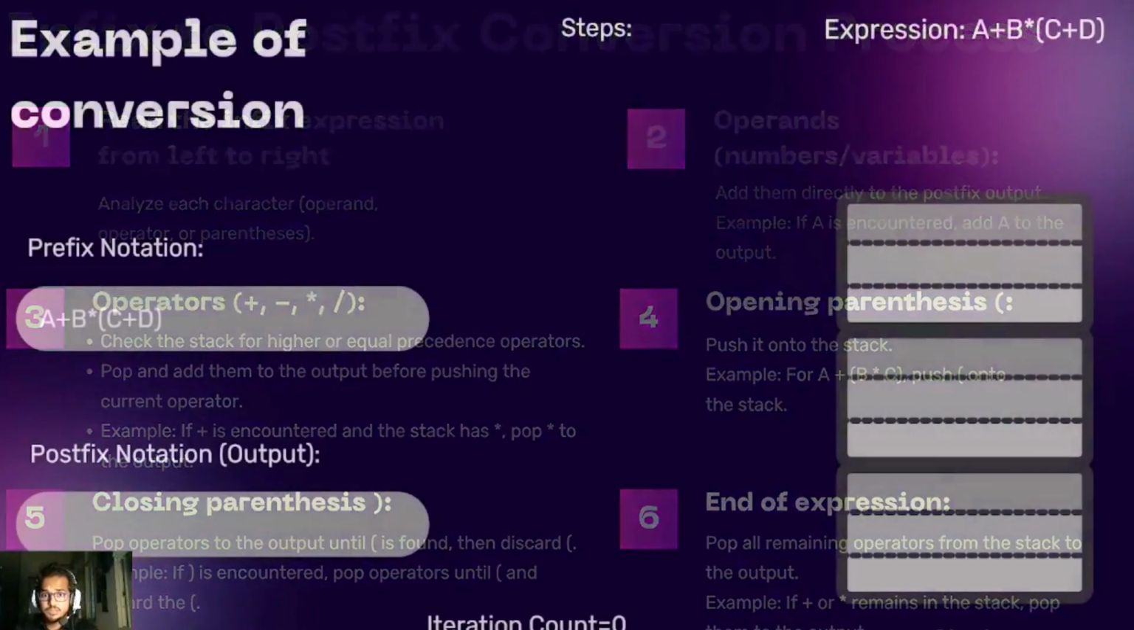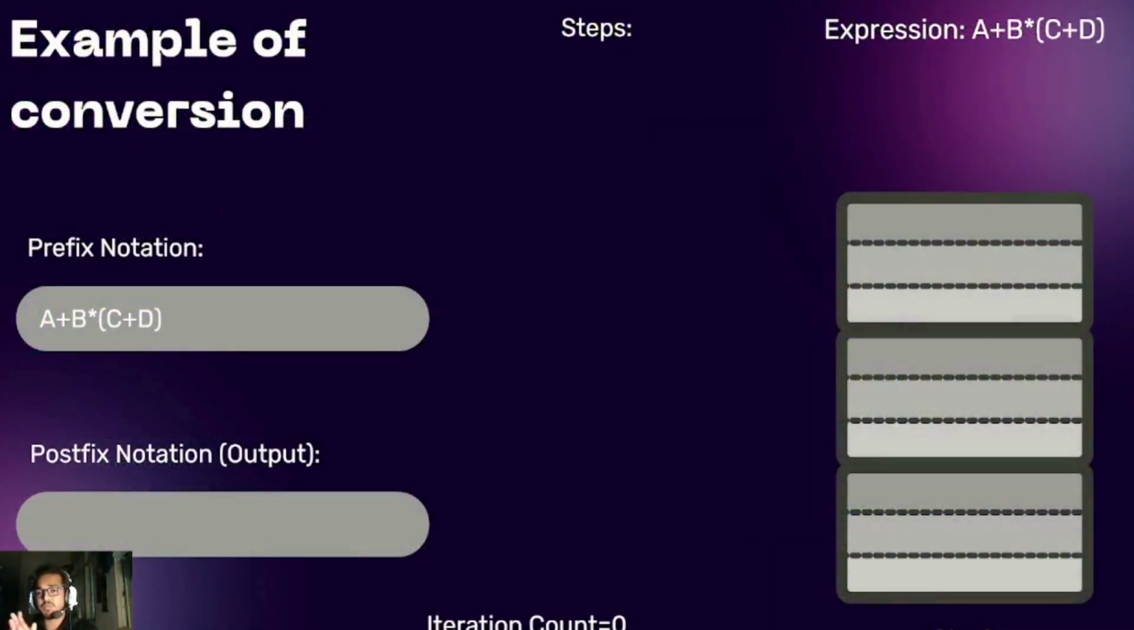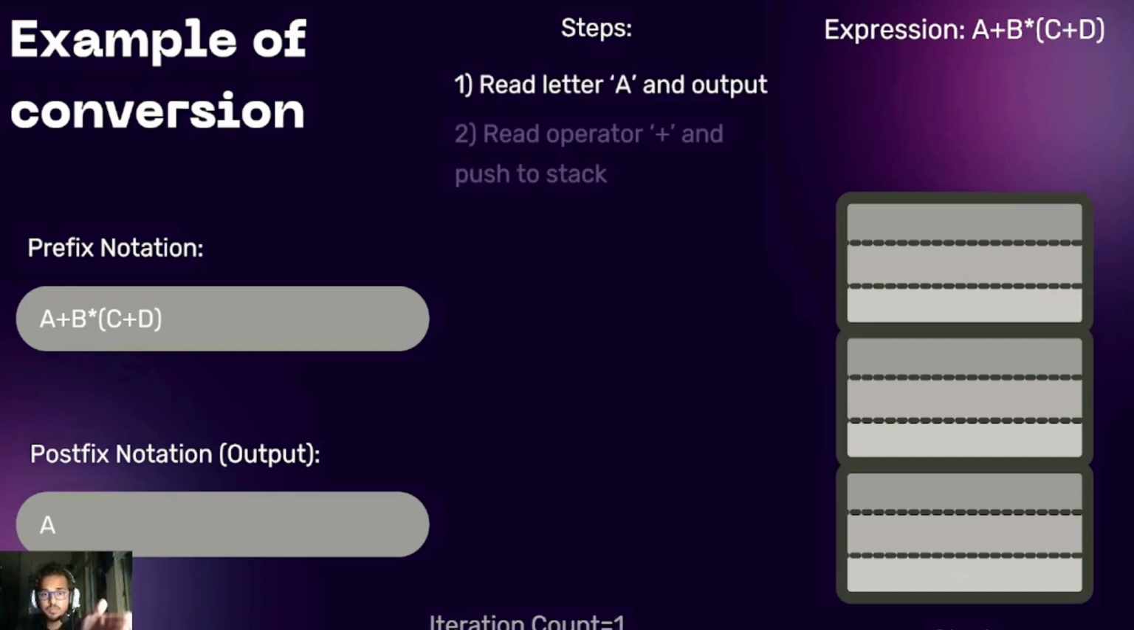Let's see the conversion process. A simple expression such as A plus B into parenthesis C plus D. There's a stack given, and an iteration count which is initialized to 0. There's the infix notation, that is the expression itself, and there's the postfix notation. So let's see: we read the letter A and write that directly into the output, that is the postfix notation.